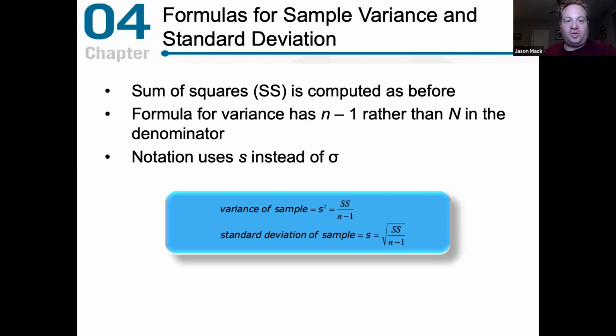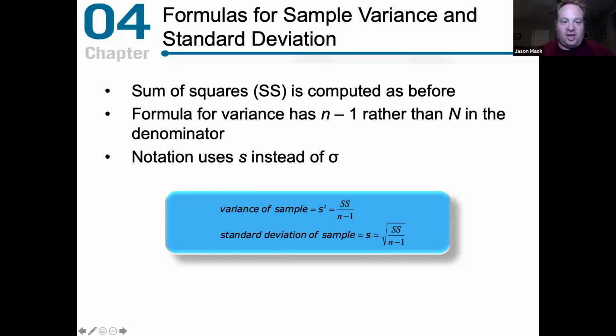So then we have the sum of the squares, which is computed as before. The formula for variance has n-1 rather than n in the denominator. So variance of the sample is the sum of the squares over n-1, or the standard deviation, again the same formula. Remember, n-1 in a sample, that's the small n, the smaller group of the larger population. N by itself when you use the population.